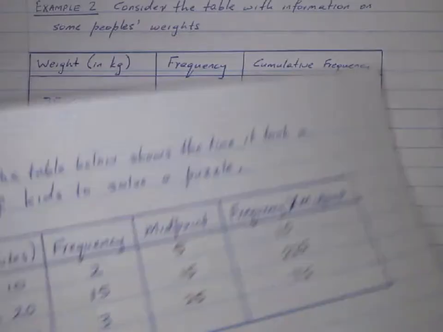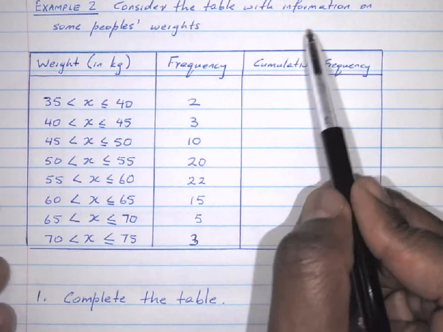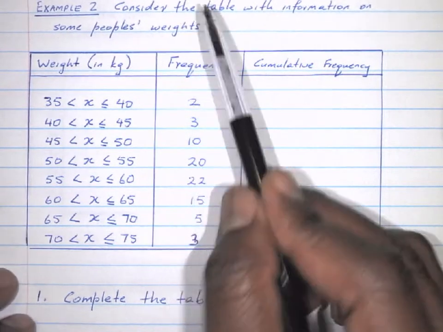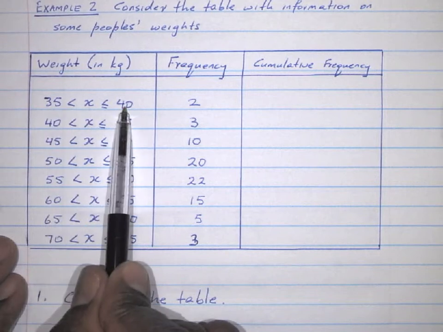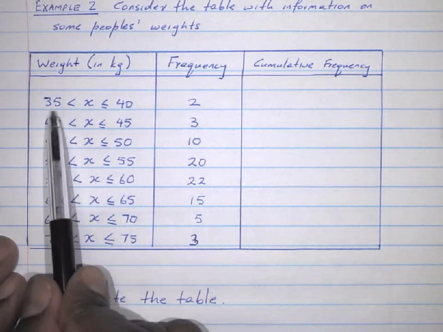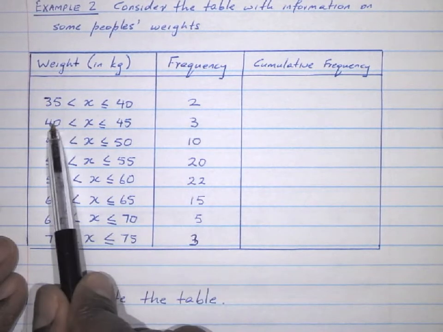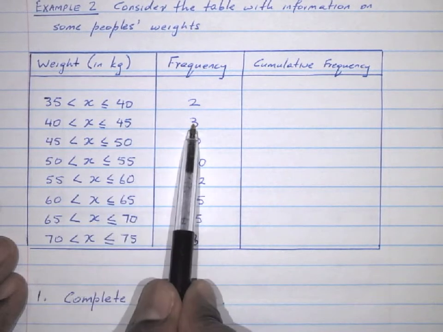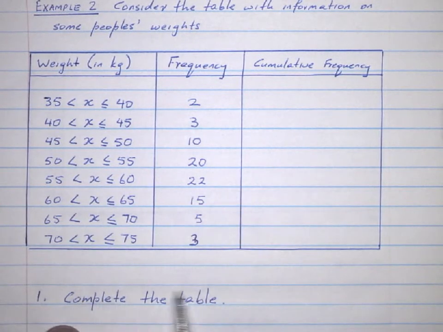Let's look at the next question. It says, consider the information in the table of some people's weights. People weighing between 35 and 40, there were 2. From 40 to 45, there were 3. And so on. What they want us to do is complete this table.